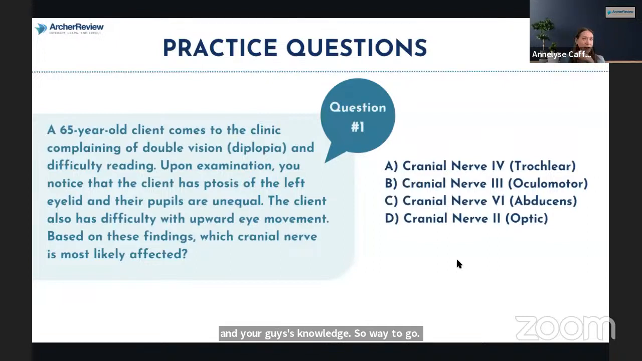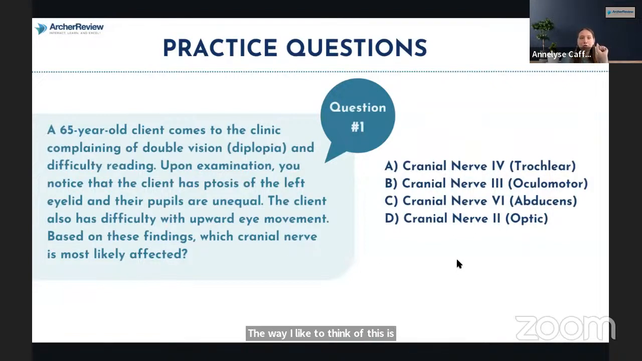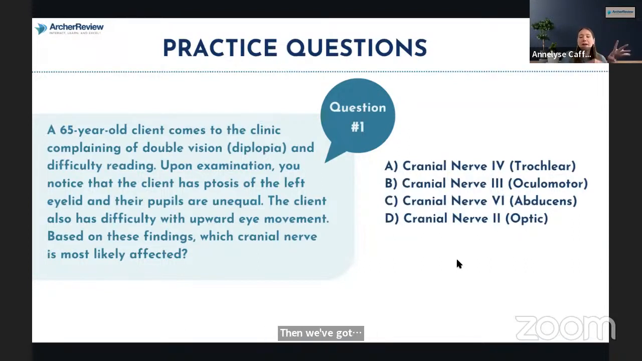Okay, I'm going to give you a hint now for anyone who's still maybe struggling with this. The way I like to think of this is, first off, eliminate anything you know is not right. This talks about eye movement, unequal pupils, and difficulty with upward eye movement. We know that cranial nerve 2, if you remember, is only sensory. Some say there's no movement in cranial nerve 2, so we can get rid of cranial nerve 2 right off the bat. So we know it's a motor one. Now we've kind of narrowed it down to 3 options.